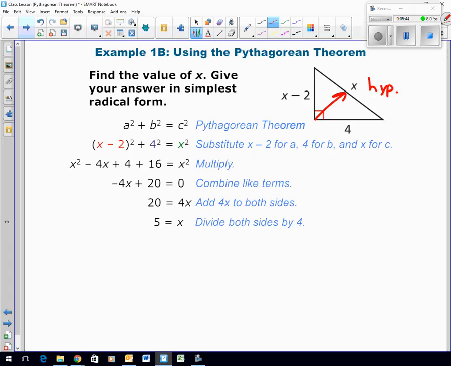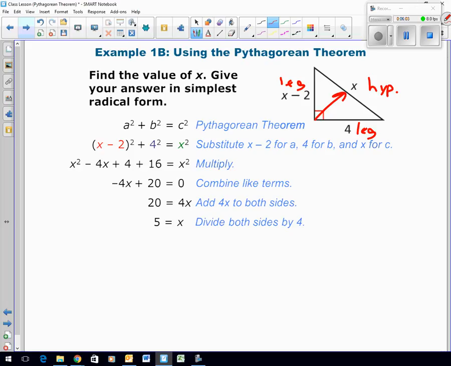Alright? Here's my hypotenuse, which means the other two sides of the triangle are legs. So if I plug this into my Pythagorean theorem, I get leg squared, x minus 2 squared, plus leg squared, 4 squared, equals x squared. Okay?